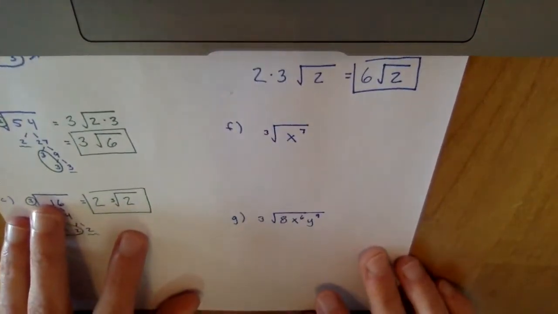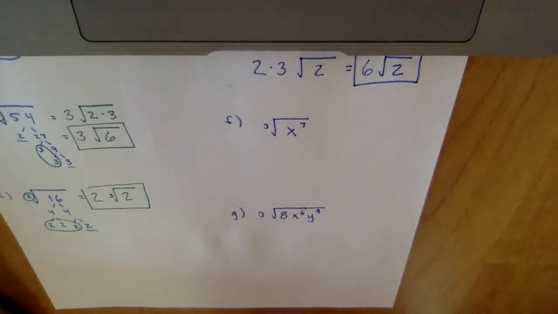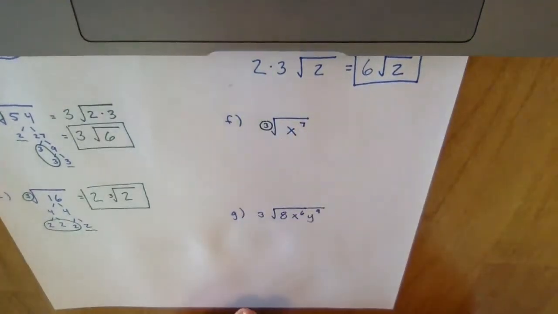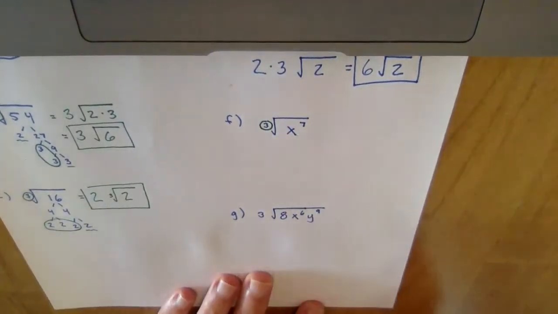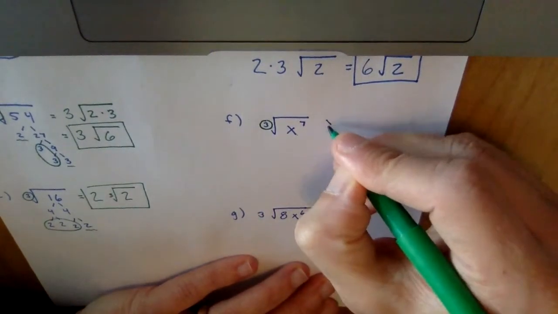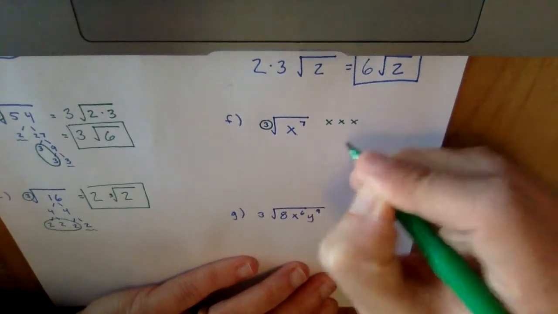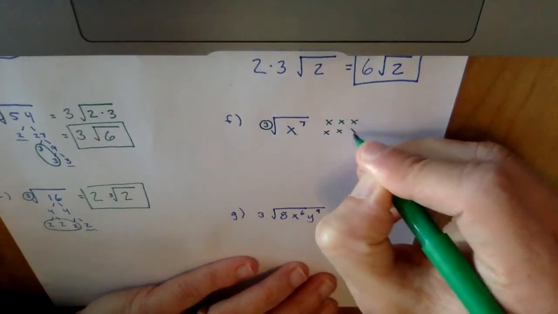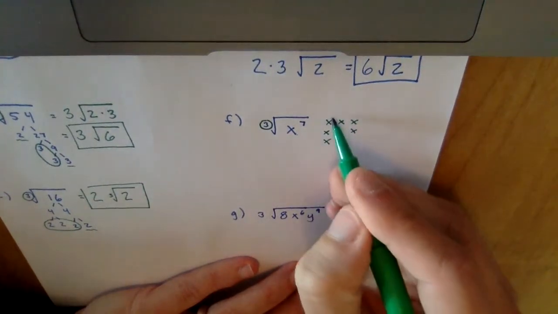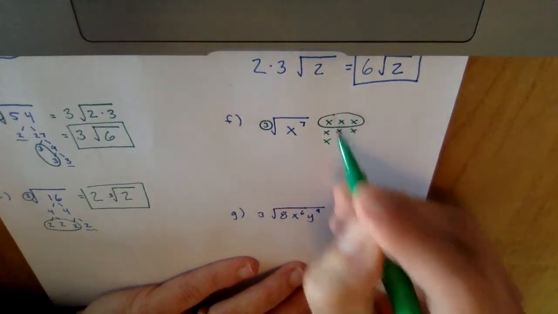And we can do the same thing with variables here. So we have the little miniature 3 here, telling me that I'm looking for 3 of a kind. And we've got x to the 7th on the inside. Remember, x to the 7th is basically the same thing as x times x times x times x times x times x times x, 7 times, because it's x to the 7th. So I'm looking for groups of 3 of a kind.